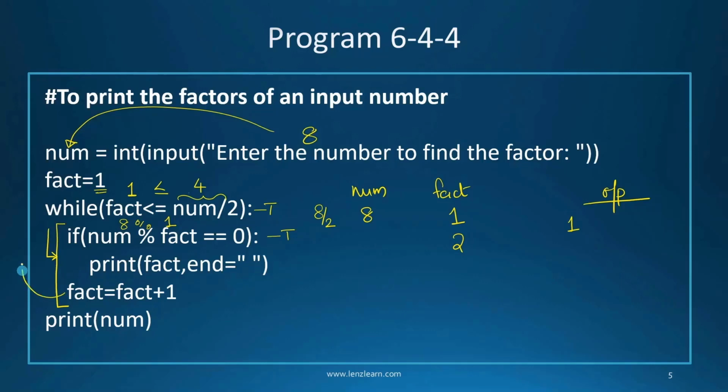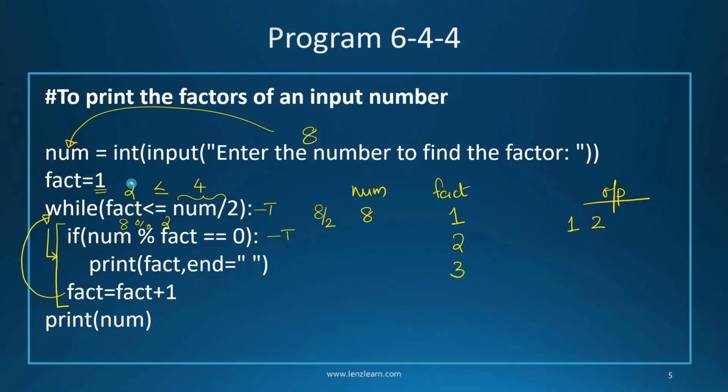Okay, so I will increase the value of fact to 2. Now from here I will go back to while. So now here I will check whether 2 is less than or equal to 4. You can see that is true. In the if condition, I will check whether 8 modulo 2 is equal to 0. You can see this is also true, because when you divide 8 by 2, you will get remainder as 0. So now I will go into the print statement. It will print 2 in the output, because 2 is also a factor of 8. And now the value of fact will be increased by 1 more. So the value will become 3.